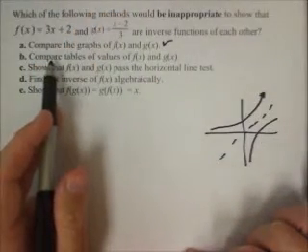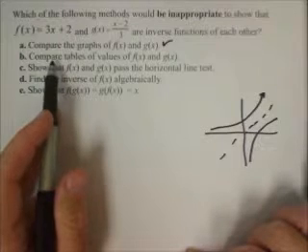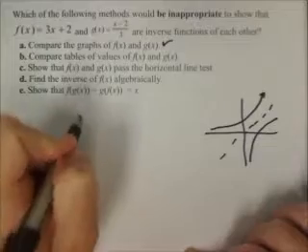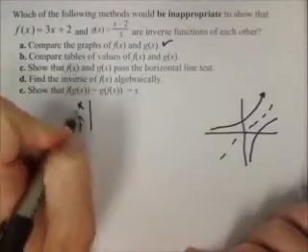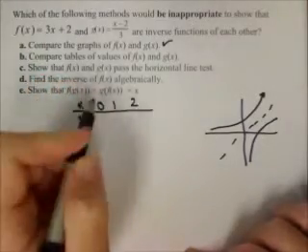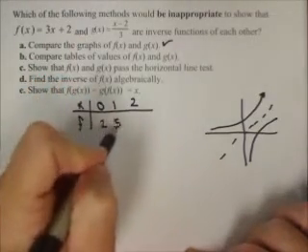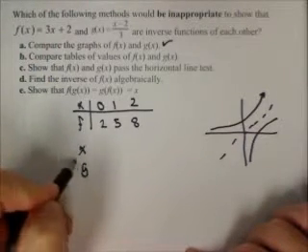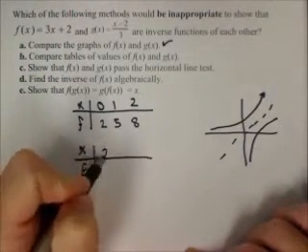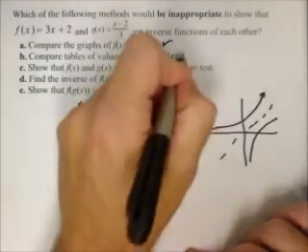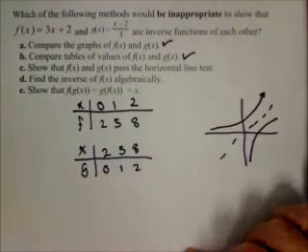What an inverse does is it swaps the input and output. So if we had a table of values for f, then g would look exactly like the opposite. So 0, 1, 2, and 2, 5, 8. Then x and g, we know, would have a table that would look like 2, 5, 8, 0, 1, 2. So we could certainly compare tables of values.